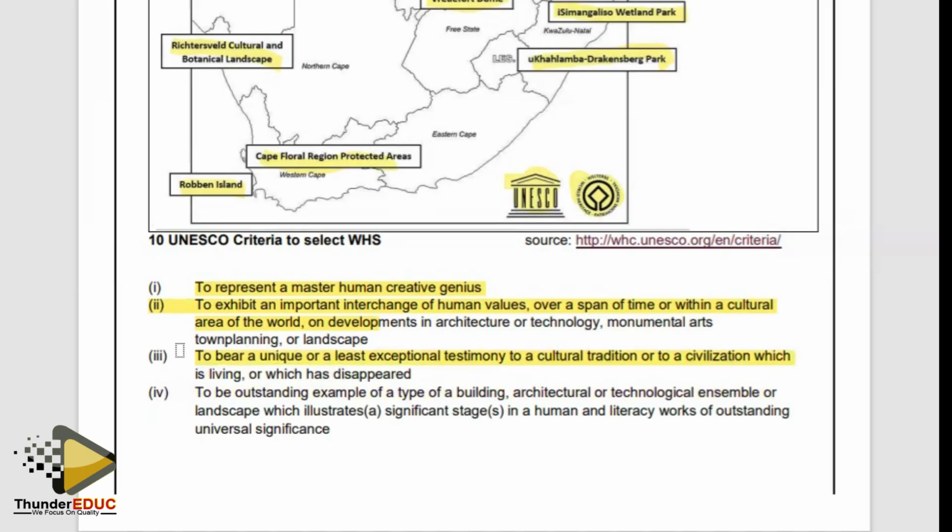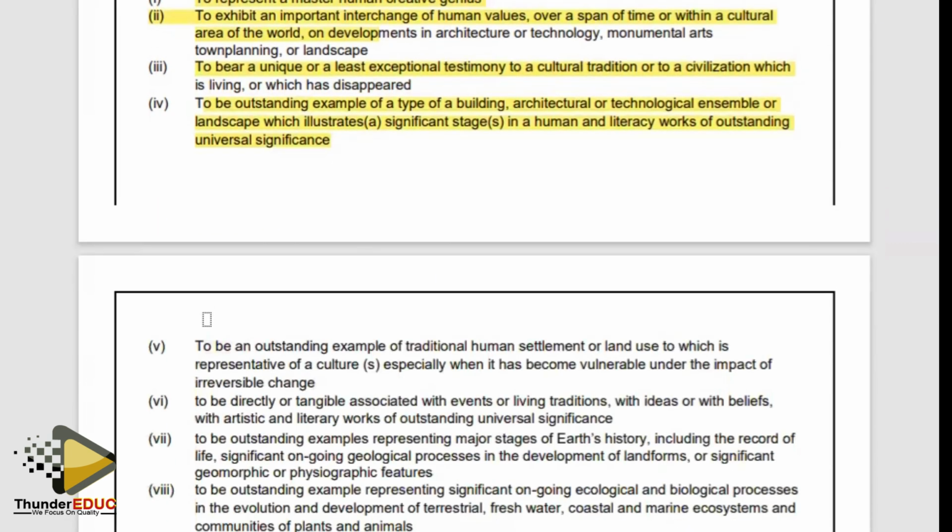For example, the cultural landscape represents the civilization of the San people who are still living amongst us today. Then the next one, to be an outstanding example of a type of building, architectural or technological ensemble or landscape which demonstrates significant stages in human history. That is the next criteria. Then the next one, to be an outstanding example of traditional human settlement or land use which is representative of a culture, especially when it has become vulnerable under the impact of irreversible change. That's where the cultural landscape also becomes relevant.